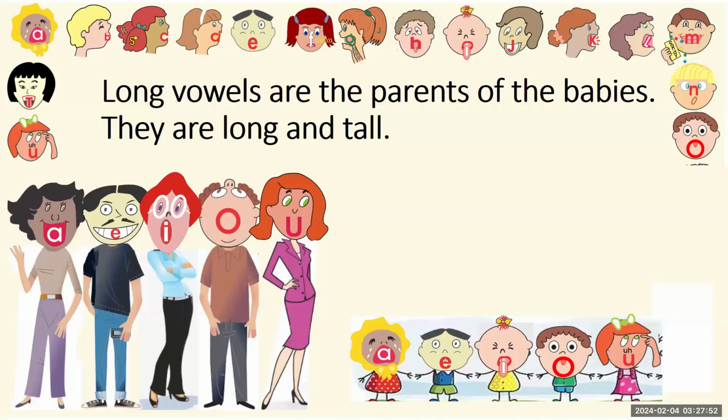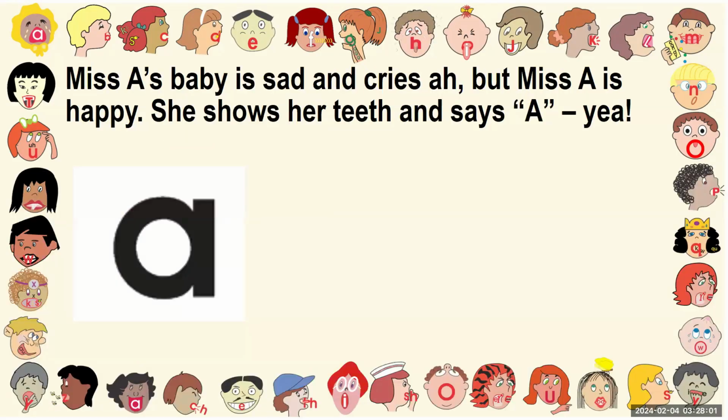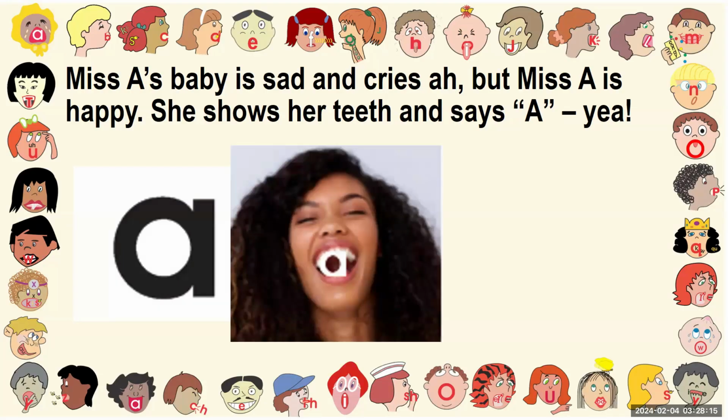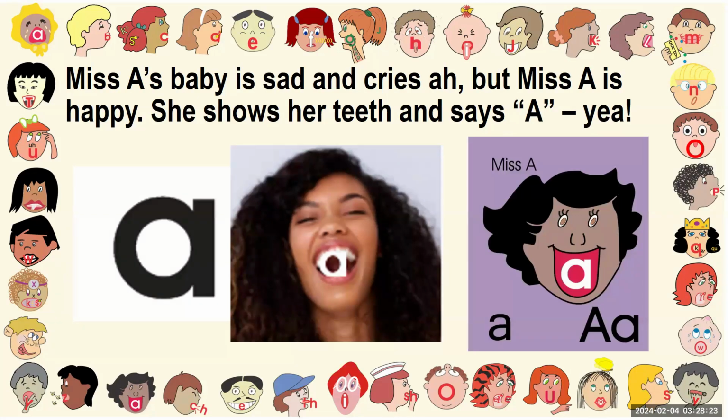In contrast, long vowels are the parents of the babies. The adults are long or tall. The adults look like the parent of the baby represented by the same letter. Their association to sounds are similar. So while baby A is sad and cries, Miss A is happy and says, A, as in yay or good day. So we have the association of the faces looking like each other. They do look like they possibly could be parent-child, and they have associated stories. Sad baby, happy mom.